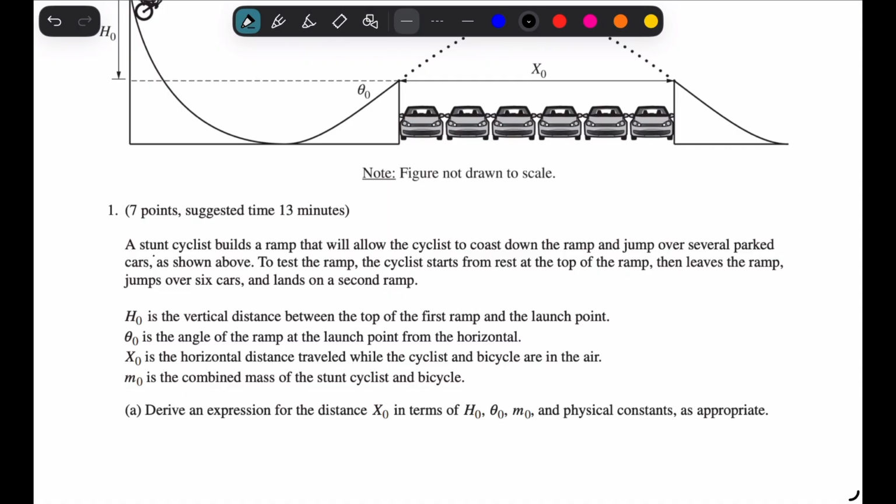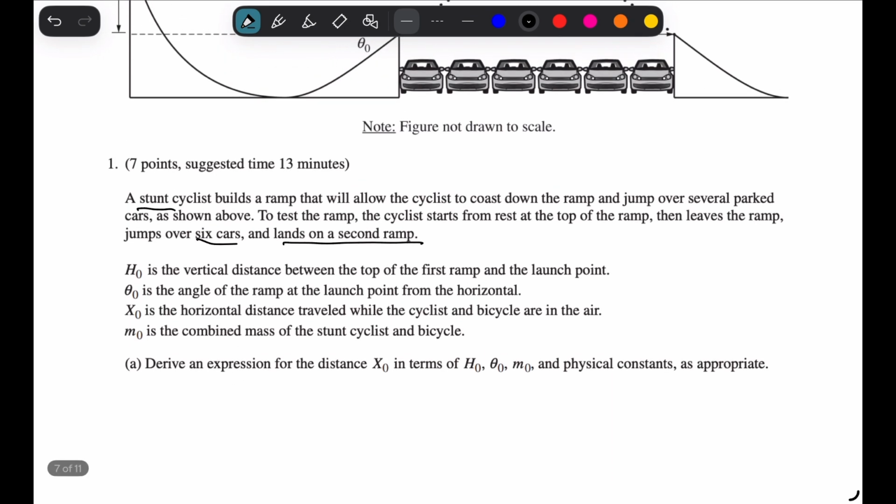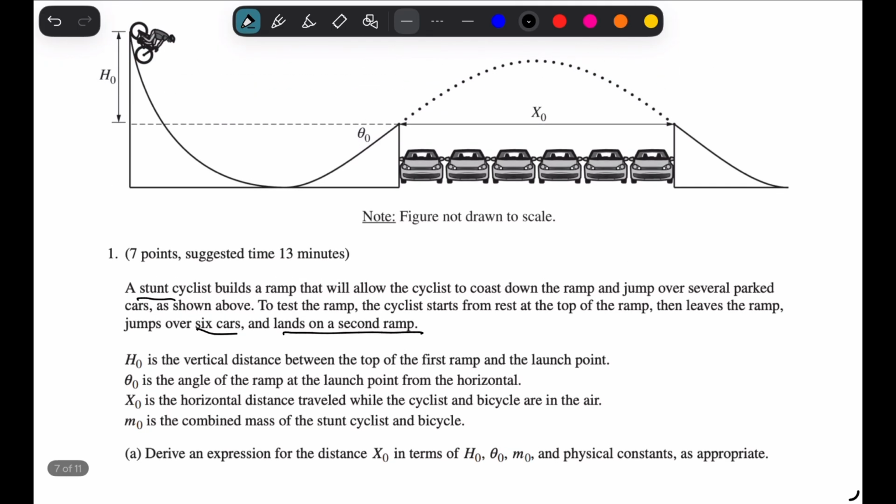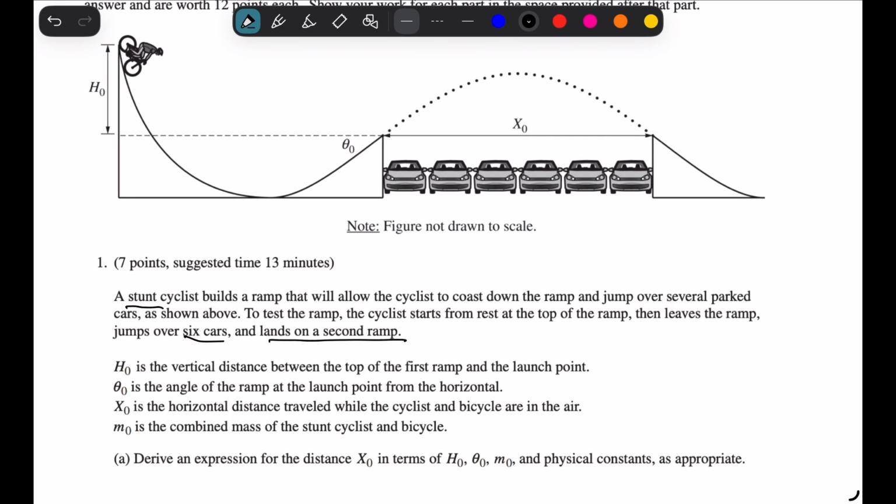We have a stunt cyclist who builds a ramp that will allow the cyclist to coast down the ramp and jump over several parked cars as shown. To test the ramp, the cyclist starts from rest at the top of the ramp, then leaves the ramp, jumps over 6 cars, and lands on a second ramp. So H initial is the vertical distance from the top of the first ramp to the launch point.